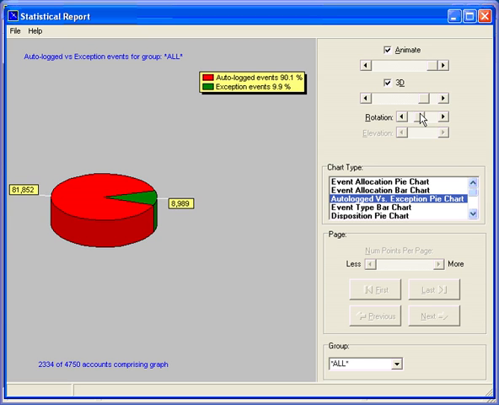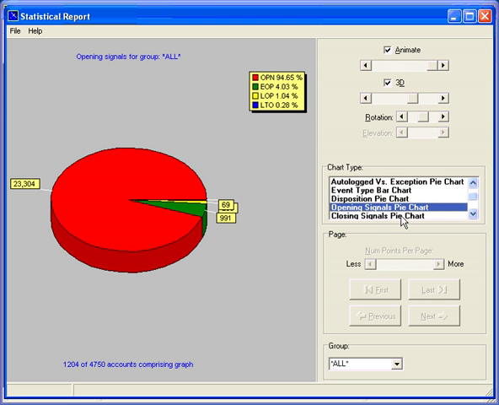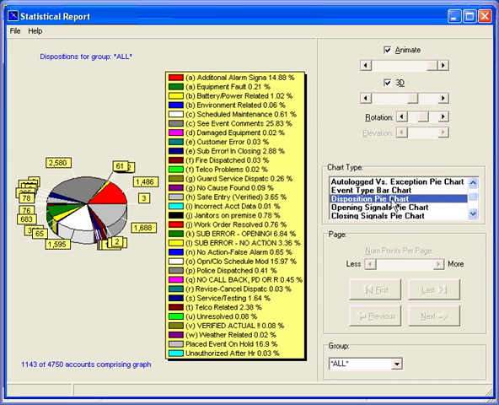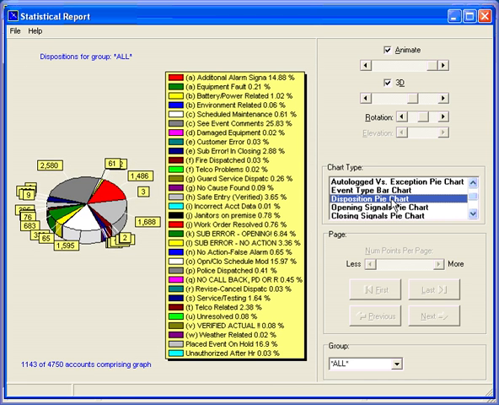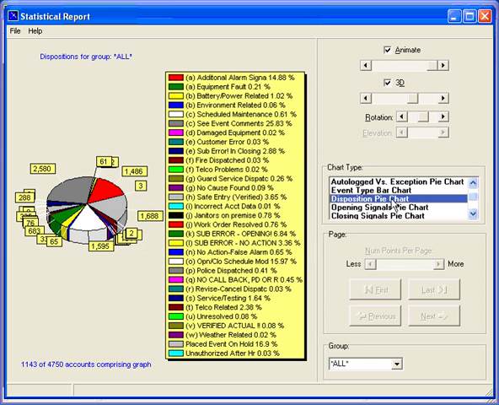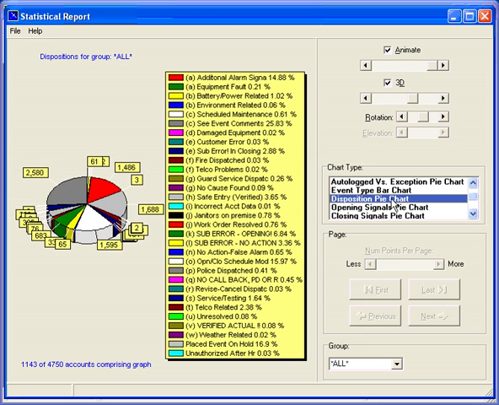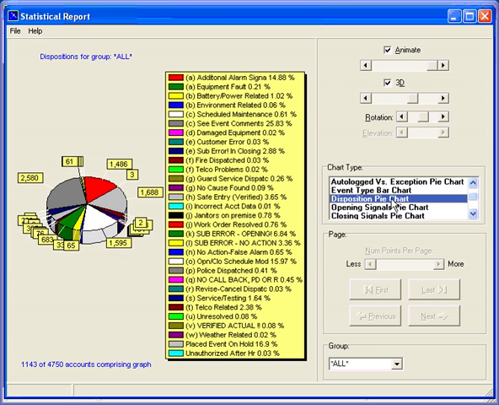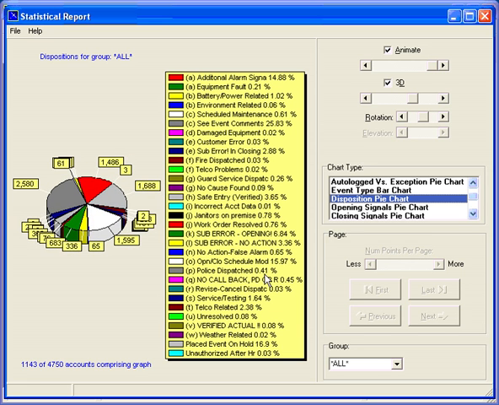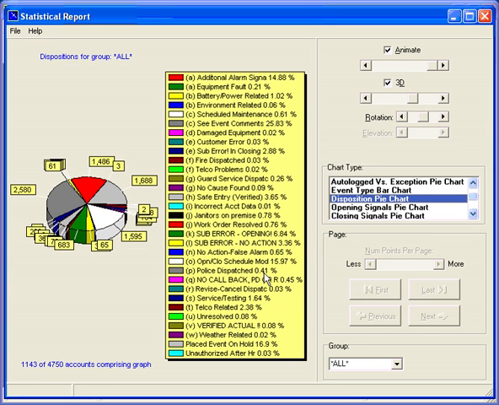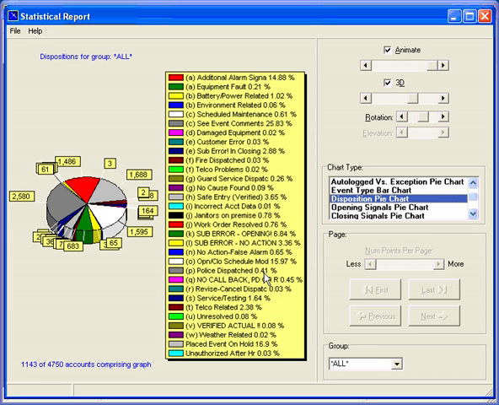81,800 of the events, almost 82,000, were auto-logged, whereas operators only had to deal with just under 9,000 events. Of those 9,000 events, I can look at my disposition pie chart and now get a feel of those 9,000 events and what they had to deal with. We can see that 0.41% of those were dispatches.